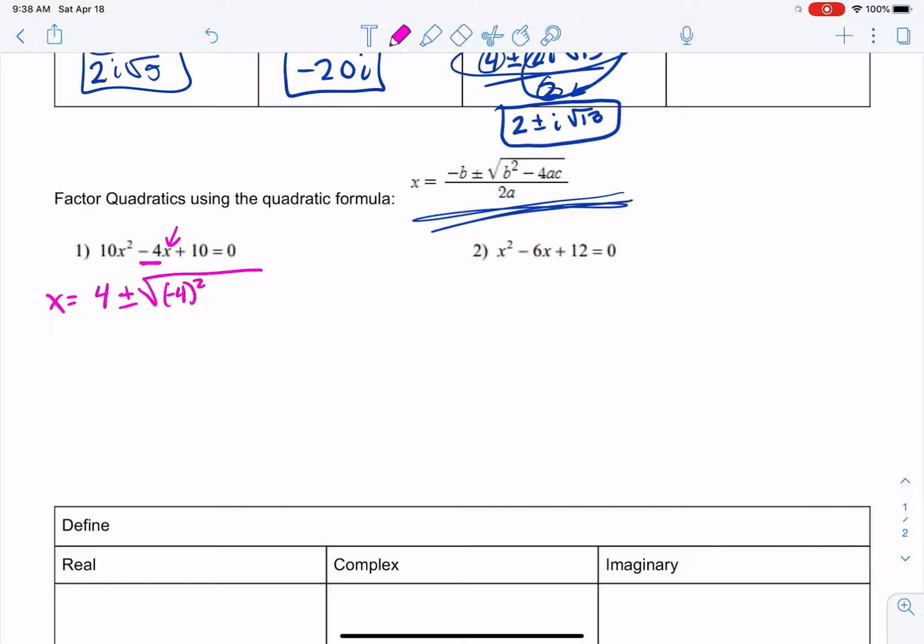So make sure you plug it in with parentheses so it knows you want the positive version, because 2 negatives times each other is going to be positive. Okay, -4 times a times c, both of those are 10, all over 2 times a, which is 10. Okay, so we get x equals 4 plus or minus, you're going to plug this in your calculator, 16 minus 400. Hopefully, actually, you didn't need to do that in your calculator.